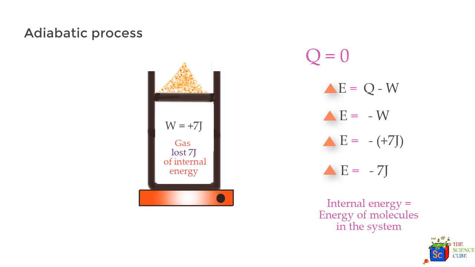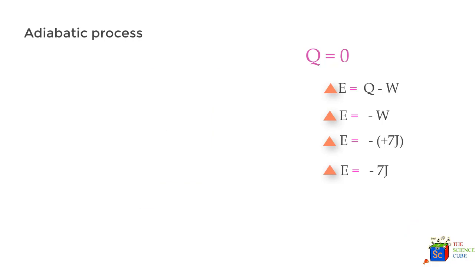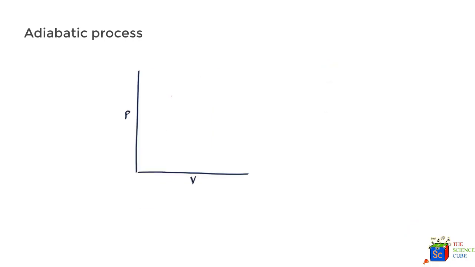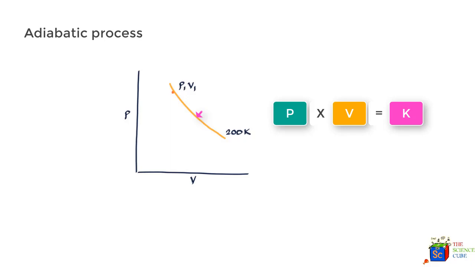So let us also see how this whole piece would look on a PV graph. So let us say you have the gas at some initial point P1 V1, and it is on an isotherm where the temperature is say 200 Kelvin. And we know that an isothermal graph has the same temperature on all points, or the product of P and V is constant on all points on this curve. So let's go ahead and make more such isothermal curves here.